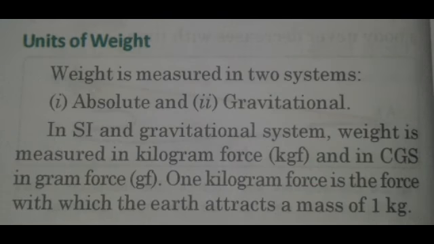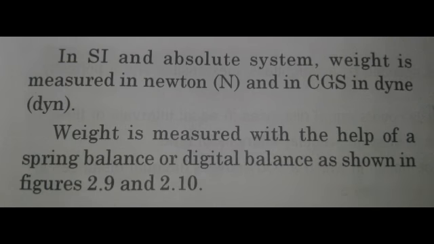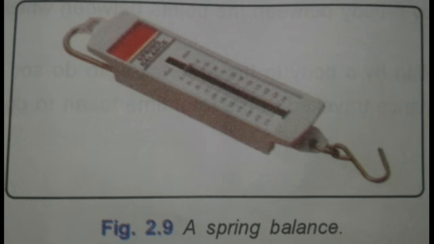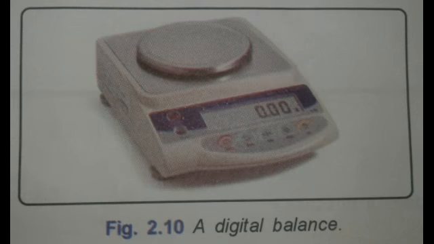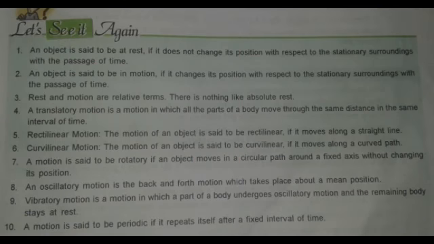Units of weight. Weight is measured in two systems, absolute and gravitational. In SI and gravitational system, weight is measured in kilogram force and in CGS in gram force. 1 kilogram force is the force with which the earth attracts a mass of 1 kg. In SI and absolute system, weight is measured in Newton and in CGS in dyne. Weight is measured with the help of a spring balance or digital balance as shown in figure number 2.9 and 2.10.